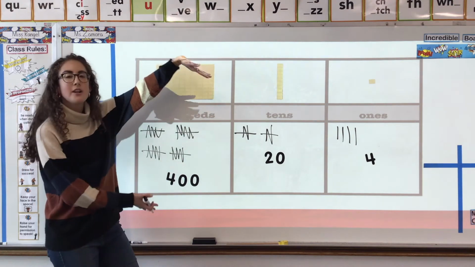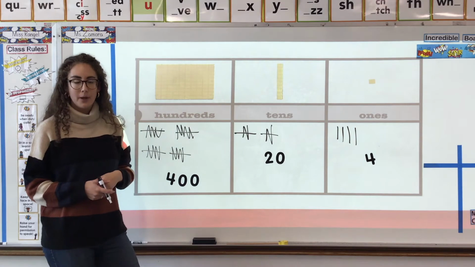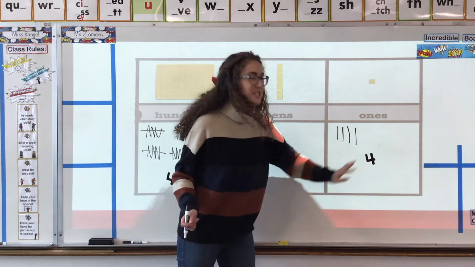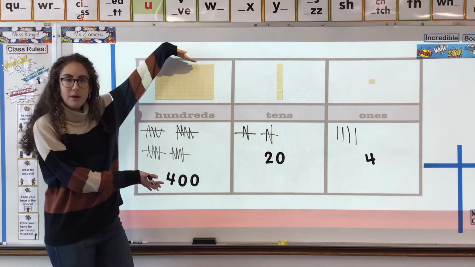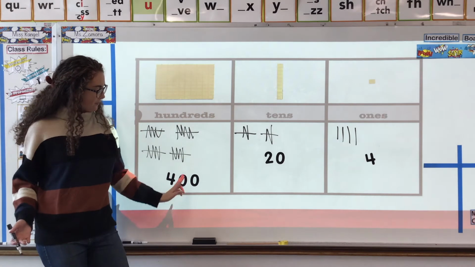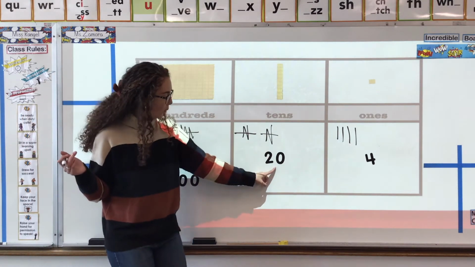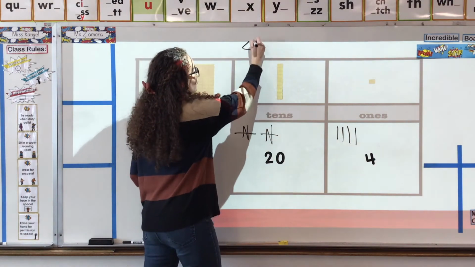So, Super Scholars, we have drawn the value of an entire 3-digit number. Looking down here at the values that we determined for each place, we can identify what number this is. Can you read this with me? This number is 424.